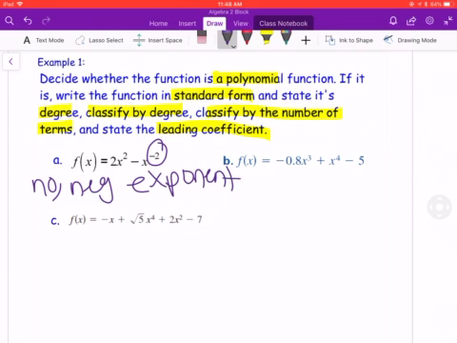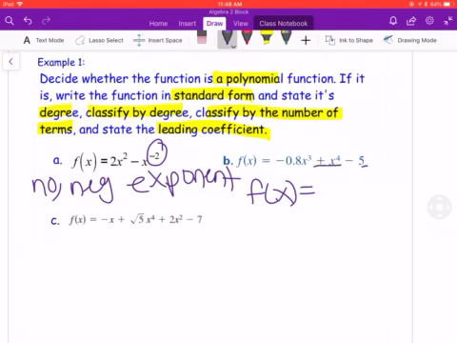And then let's see, B, this is a polynomial. I have whole number exponents, 3 and 4, and real number coefficients. My coefficients are negative 0.8, 1, and then I have a negative 5 as a constant. So those are all real numbers. There's no imaginary numbers. So to write it in standard form, you put highest exponent first.